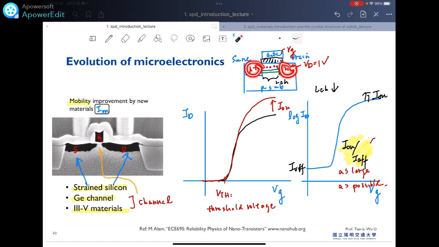And once you bring this and this close, we will easily see that our off-state current starts to increase. This is due to certain quantum mechanics that we will explain later. That's mainly related to the tunneling effect. And therefore, that becomes the challenge.